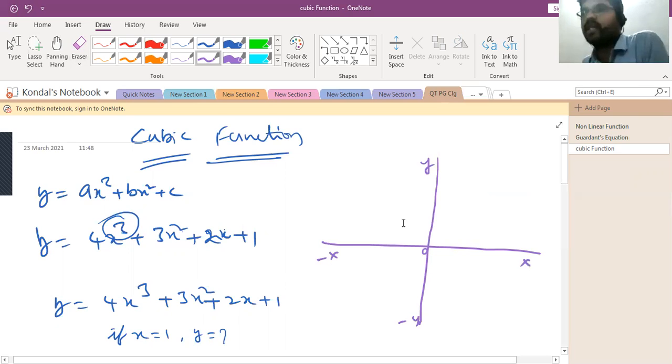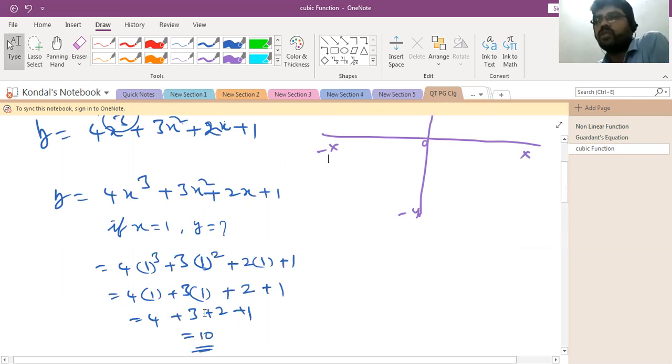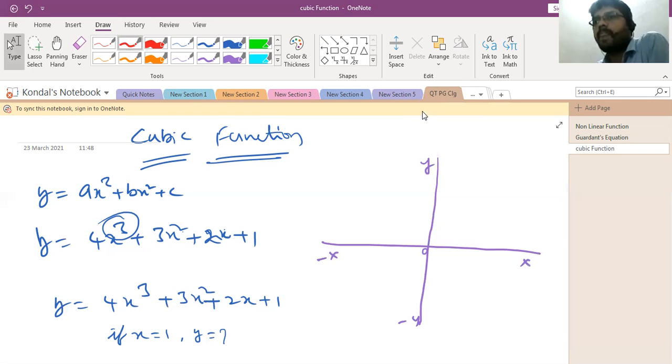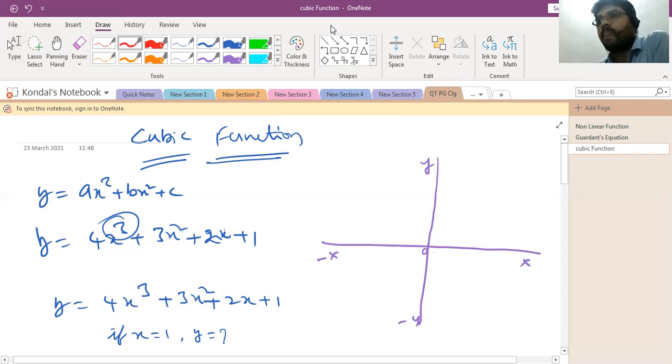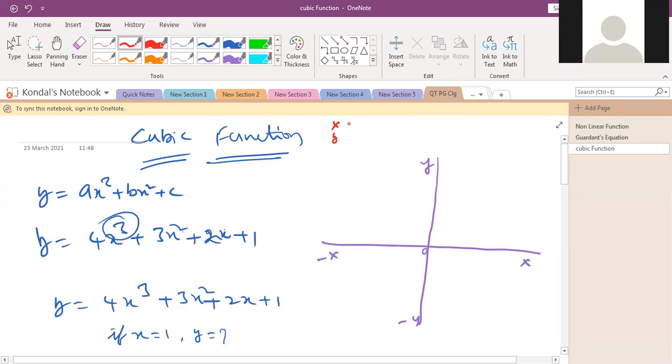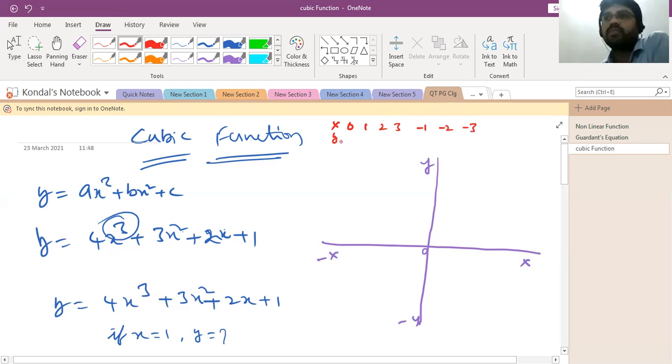Before taking those values, you should also take the values. If x is equal to 0, how much is the y value? Can anybody tell me the x value and y value, please? If x is equal to 0, how much? Y equal to 1. Plus 1, yes, sir.